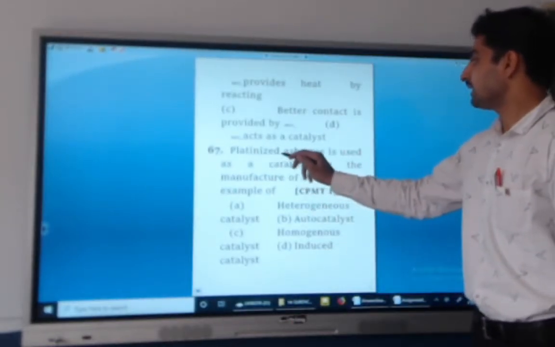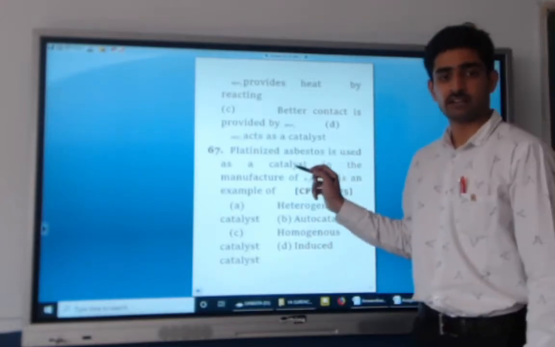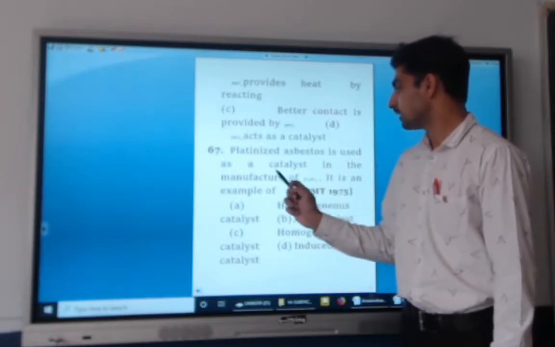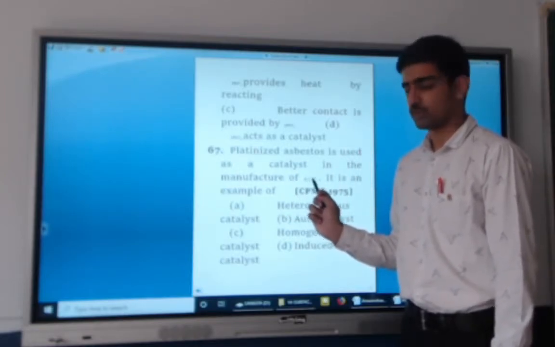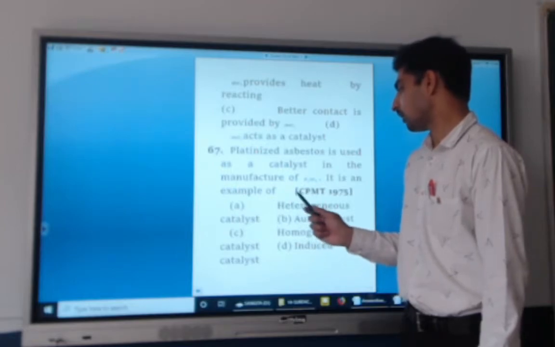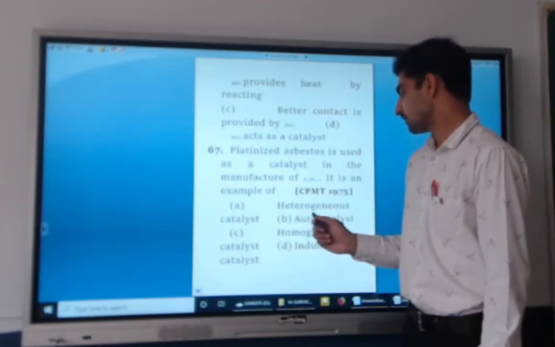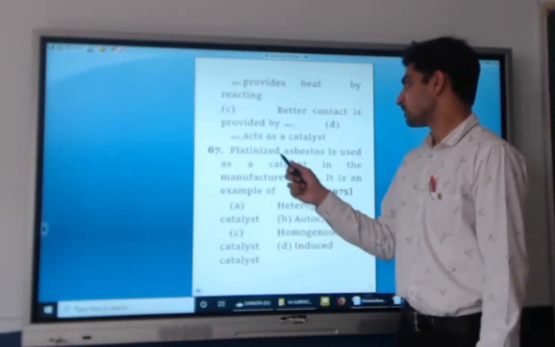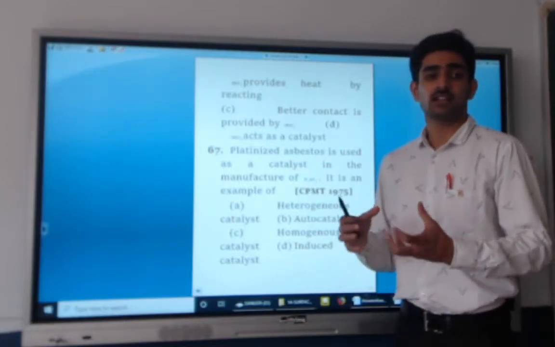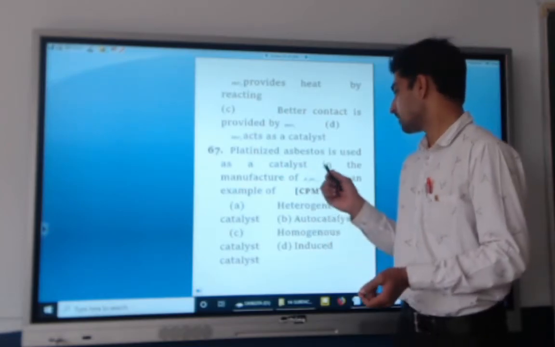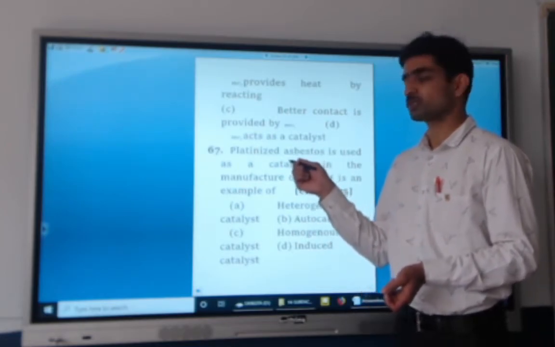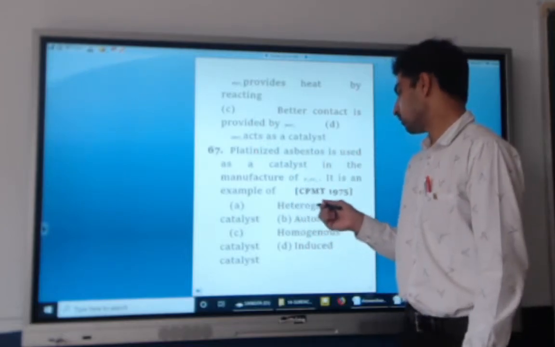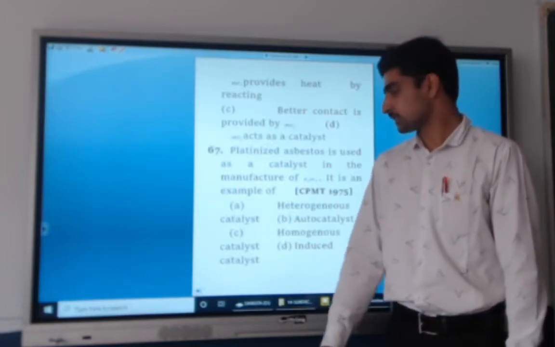Next, platinized asbestos sheet. Platinized asbestos sheet is used as a catalyst in the manufacture of H2SO4, sulfuric acid. It is an example of heterogeneous catalyst, auto-catalyst, homogeneous catalyst, induced catalyst. So platinized asbestos sheet is a heterogeneous catalysis, because H2SO4 is liquid and platinized asbestos sheet is a solid. So both the catalyst and the reactant are in different phases. So I will go with the word heterogeneous catalyst.